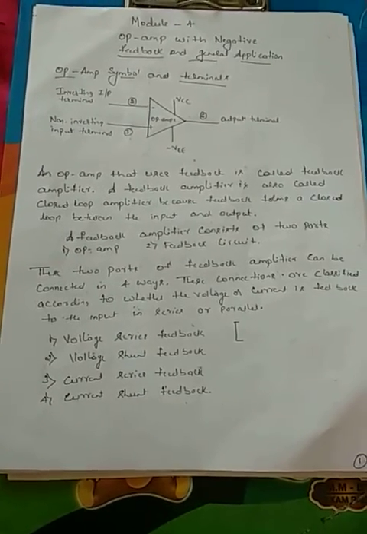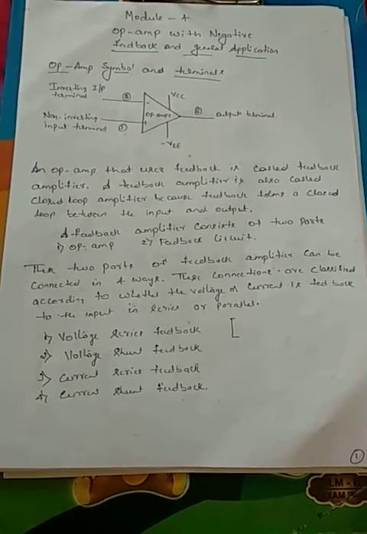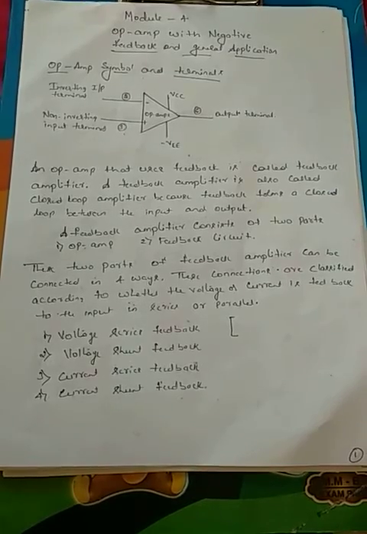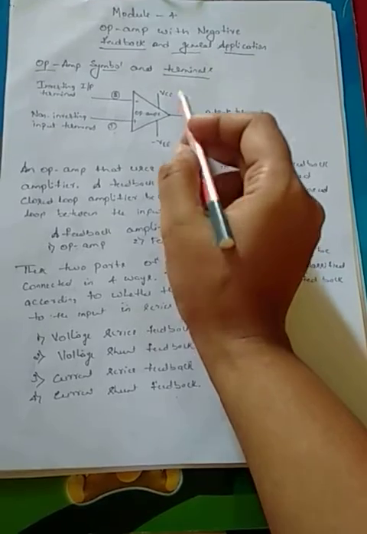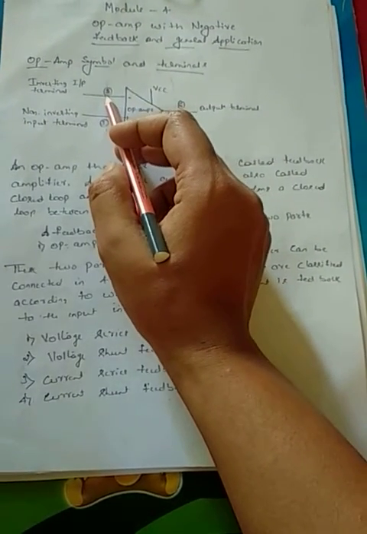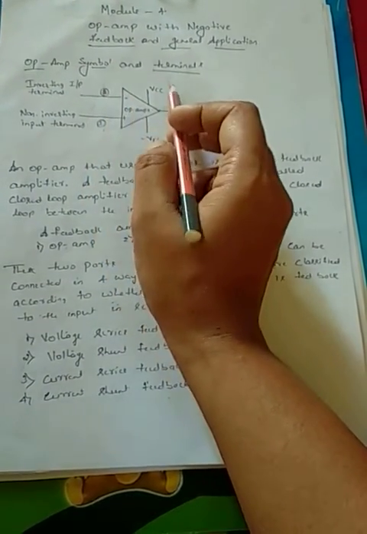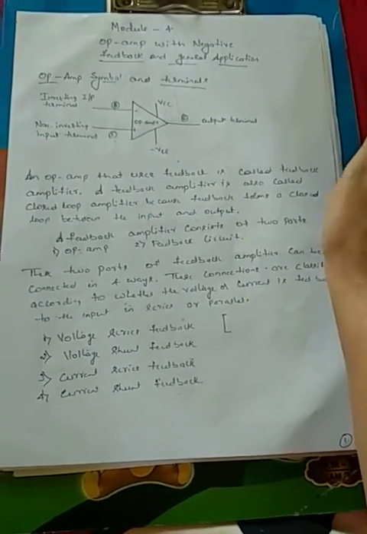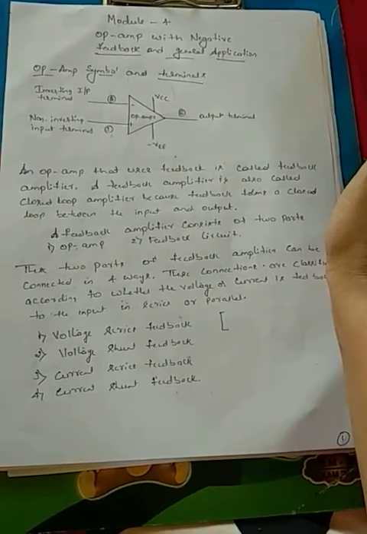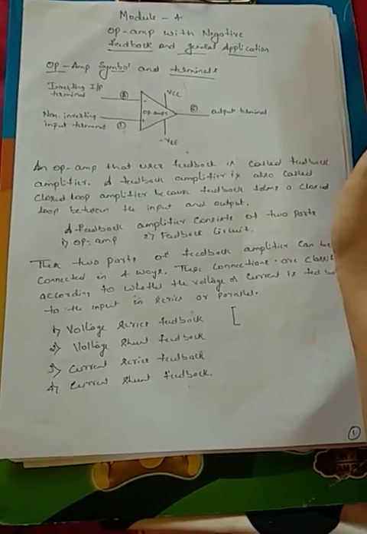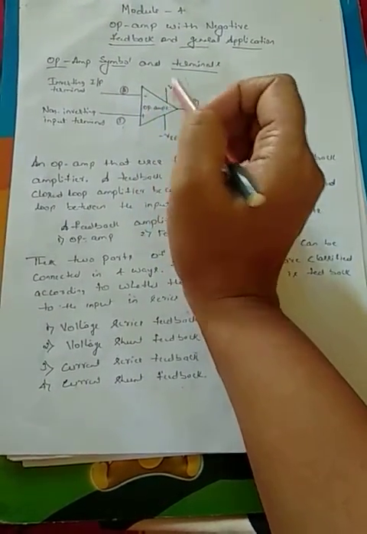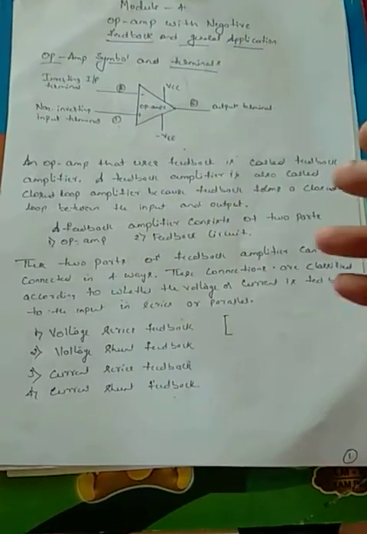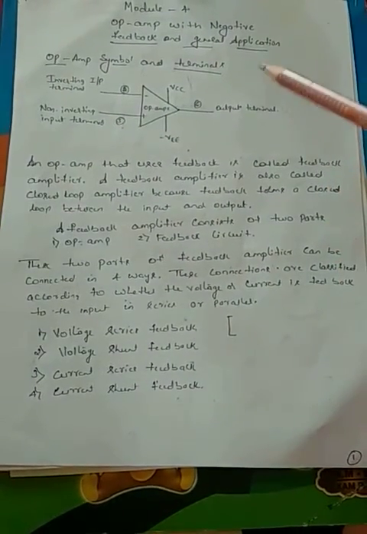Now an op-amp that uses feedback, we call a feedback amplifier. It is also called a closed loop amplifier because the feedback forms a closed loop between the input and output. You are very familiar with what feedback is, what the characteristics of feedback are, what happens if we apply feedback and what the types of feedback are. In the previous module you have studied this. If we give feedback like this, it forms a closed loop, so that's why it is called a closed loop feedback amplifier.